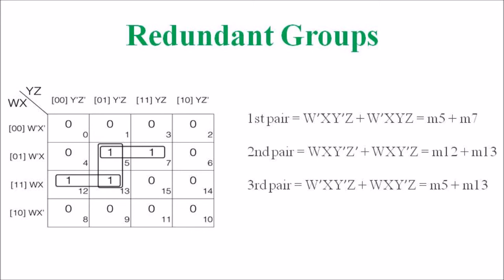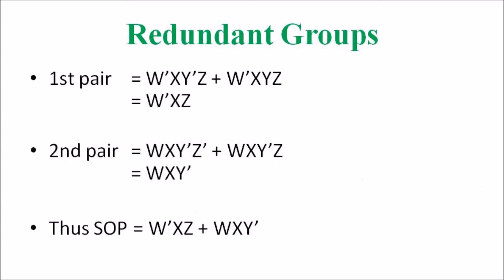In this example, the first pair is M5 plus M7 and the second pair is M12, M13. And we can also consider a pair M5 plus M13. If we look at M5 and M13, that is the third pair, it is a redundant group as M5 and M13 are covered in the first and second pair. So we will remove the redundant group, that is, the third pair can be removed. The updated pairs after the reduction will be: the first pair is w dash x z and the second pair will be w x y dash.